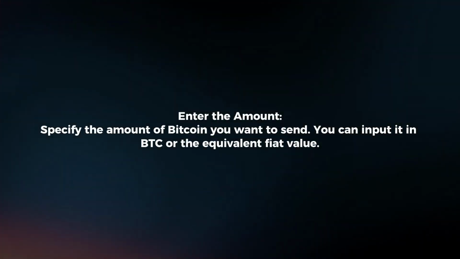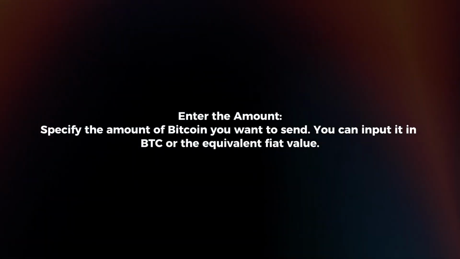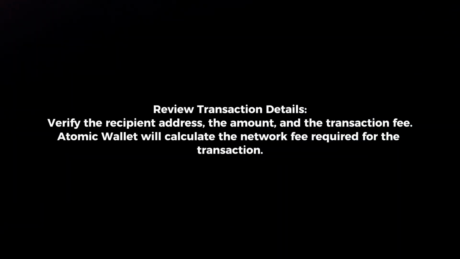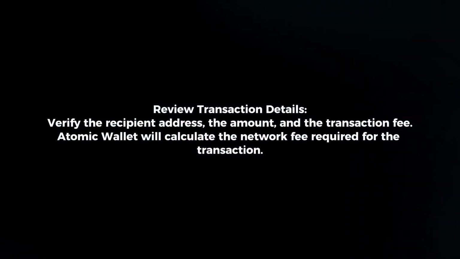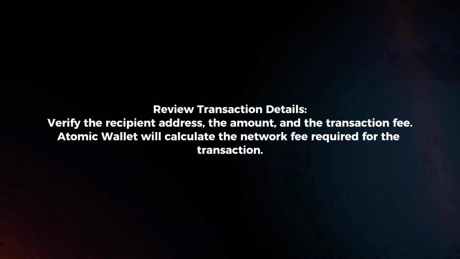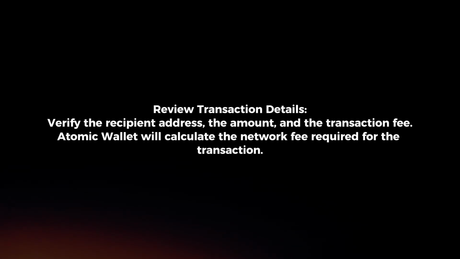Enter the amount. Specify the amount of Bitcoin you want to send. You can input it in BTC or the equivalent fiat value. Review transaction details. Verify the recipient address, the amount, and the transaction fee. Atomic Wallet will calculate the network fee required for the transaction.